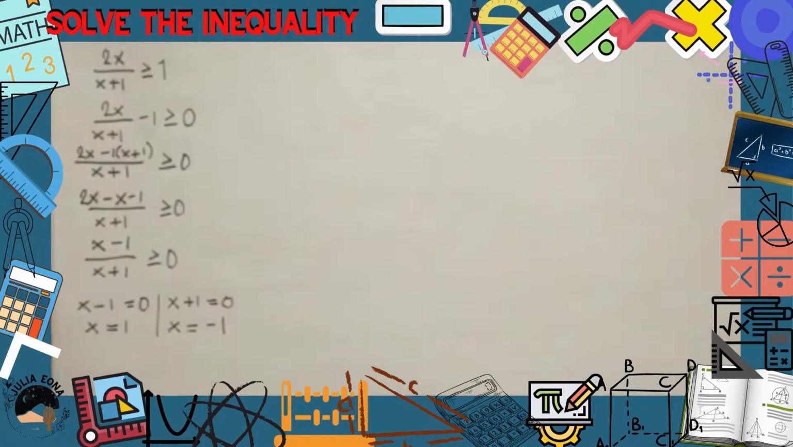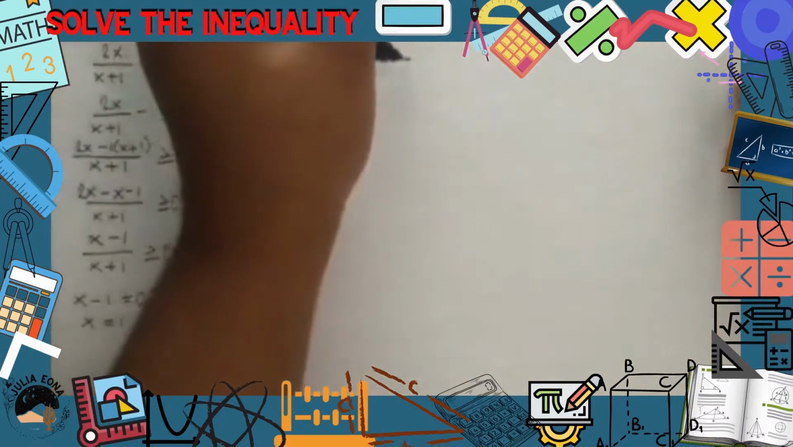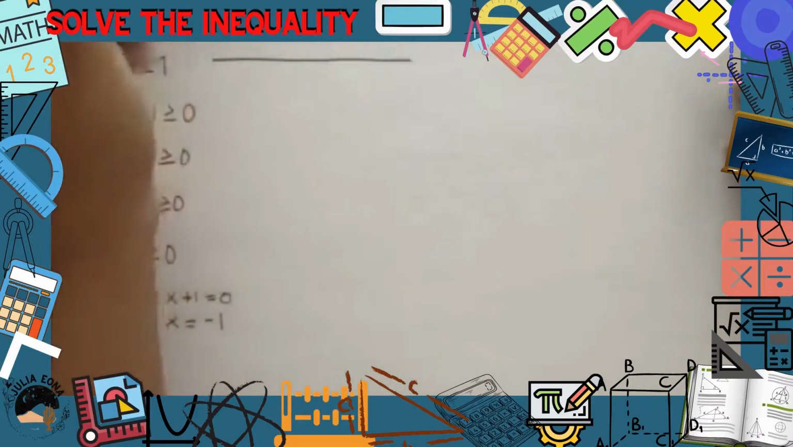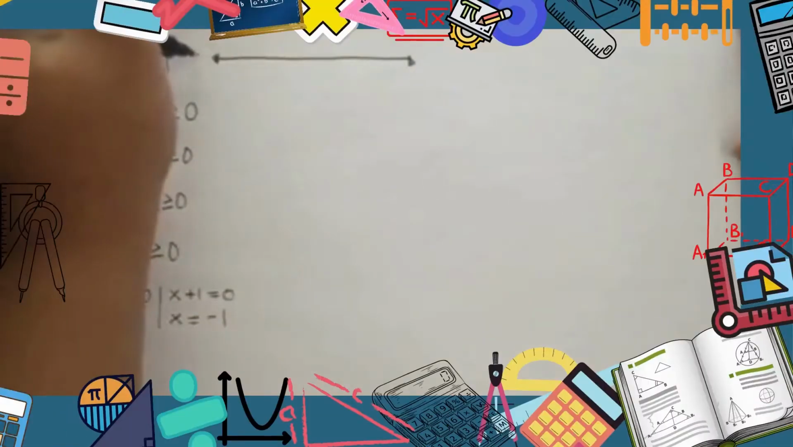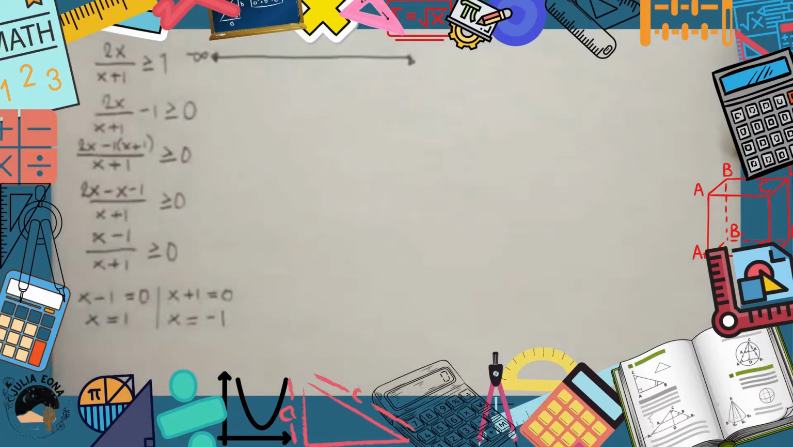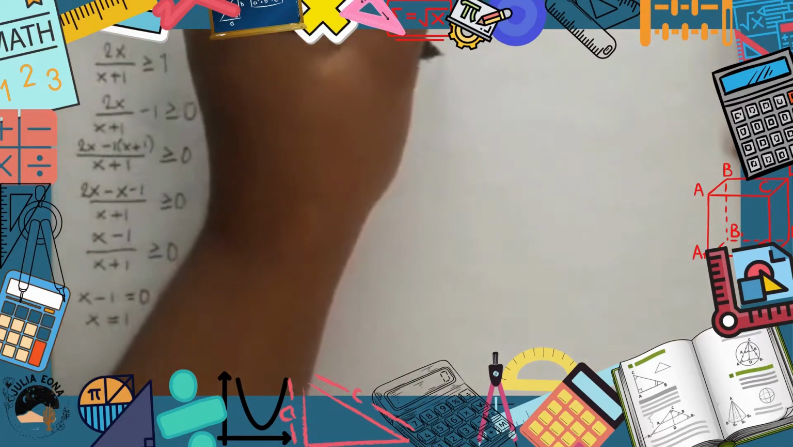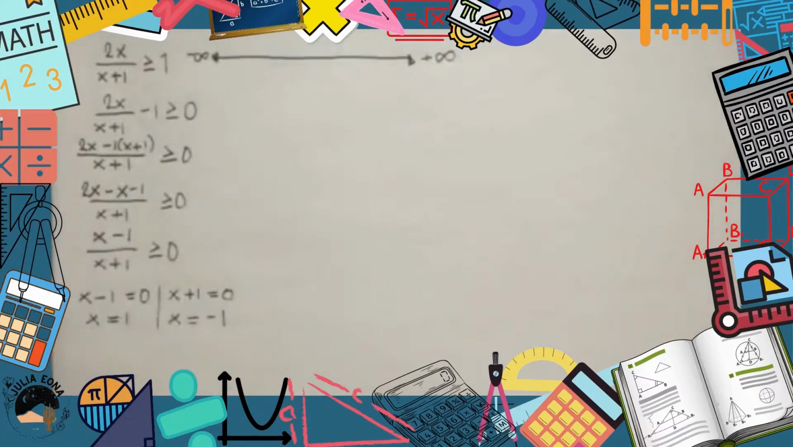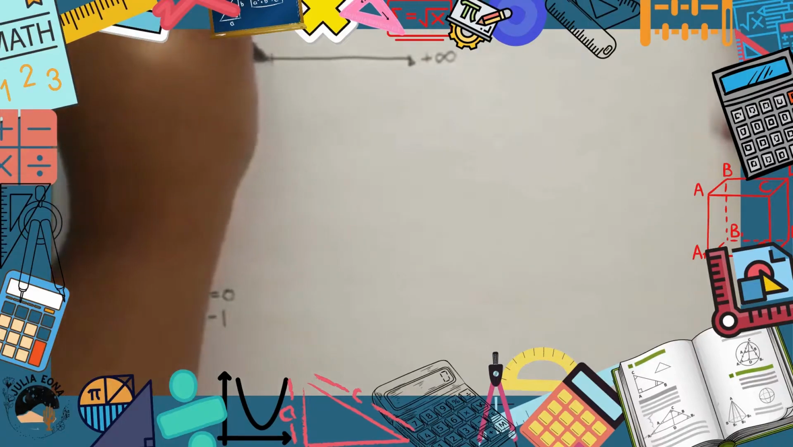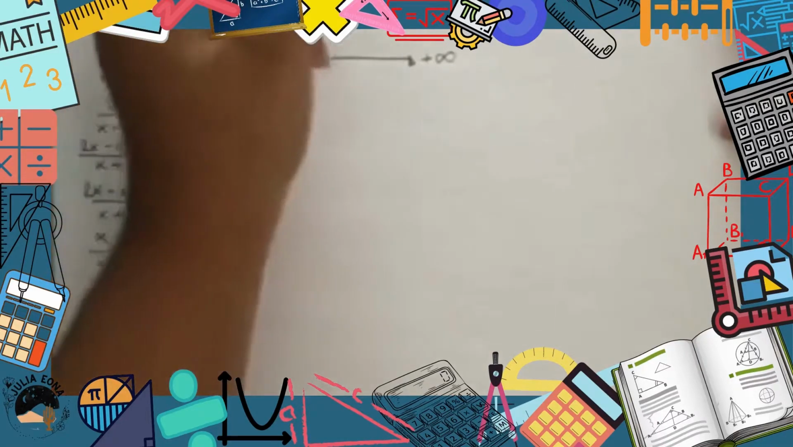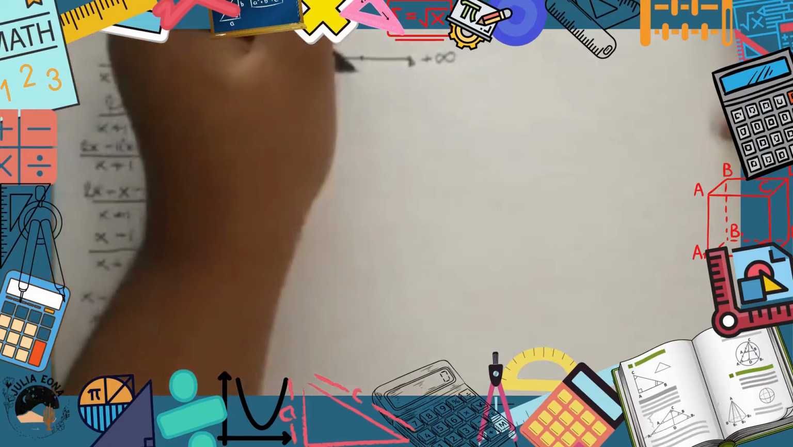Then let's draw a number line to check whether negative 1 and positive 1 are included in our solution. So let's draw here a number line with negative infinity on the left side and then positive infinity on the right side. Then let's write negative 1, then positive 1.